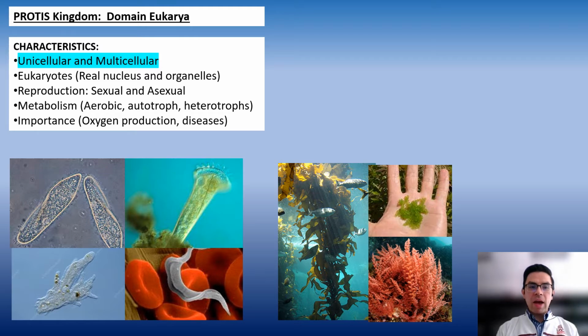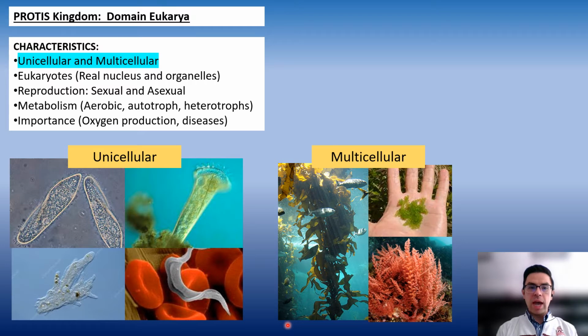First, let's talk about the structure. Protist kingdom could be unicellular or multicellular. We can have organisms that can't be seen with our naked eye. You need a microscope to see them. Or we can also have macroscopic protists like the algae, right? That you can see, like the seaweed floating and bumping around on the waves of the ocean. These are the two versions of the protist kingdom that we can have, uni and multicellular.